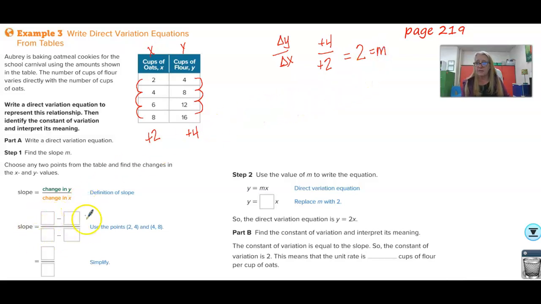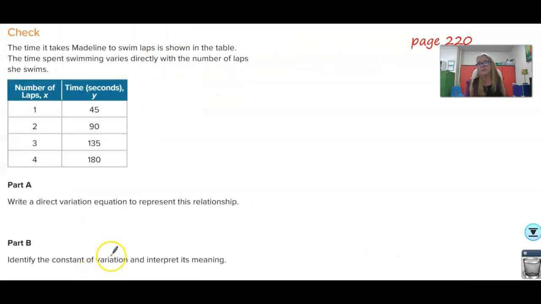Okay? And they have you use 2 points. They have you using the points (2, 4) and (4, 8) and using the slope formula. But I think this up by 2, up by 4 thing is much easier. So that's what I do. Okay, so we know that m is 2, so we put a 2 here. And the direct variation equation is y equals 2x. The constant of variation is equal to the slope. So the constant of variation is 2. This means that the unit rate is 2 cups of flour per cup of oats. That's the little story problem they had going over there. Kind of lame story, whatever.